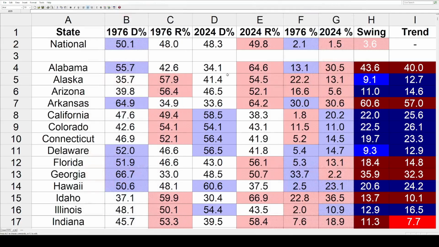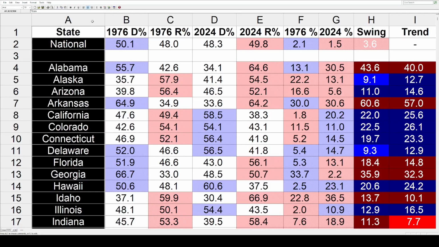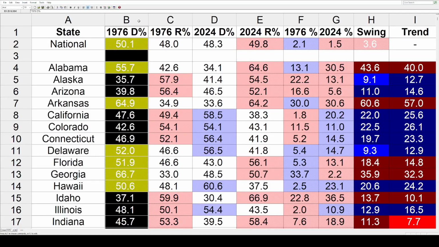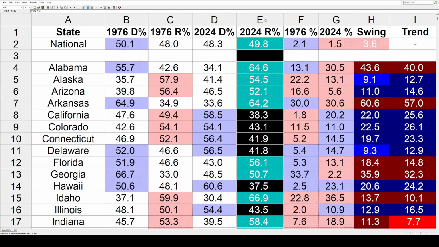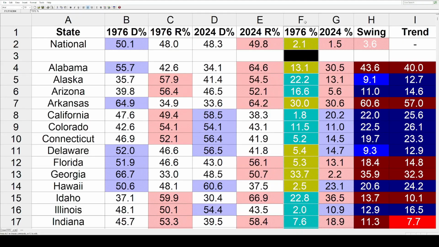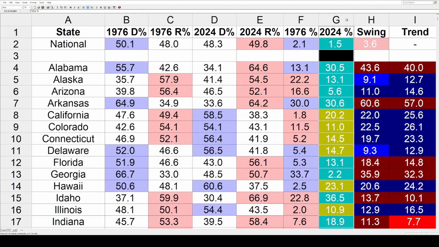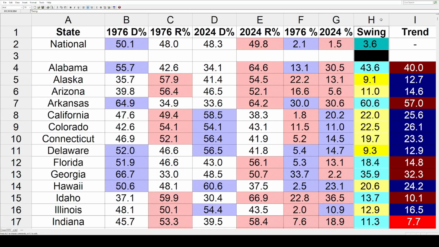Now let's get on to everybody's favorite. It's a spreadsheet. On the left, we've got the states. Then it's the '76 vote for Carter, then for Ford. Then it's the '24 vote for Harris, then Trump. Then we've got the margin for '76 shaded accordingly. Then it's the same for '24. Then we've got the column from last week. These are the swings in each state. That's just the difference between the two previous columns. And the last column all the way on the right is the trend.